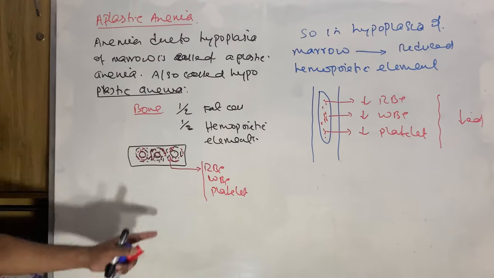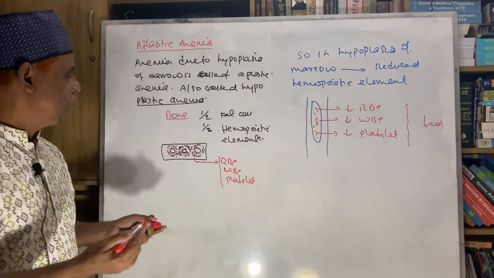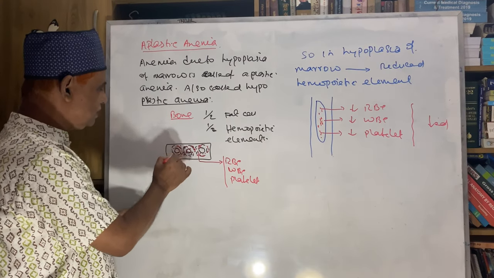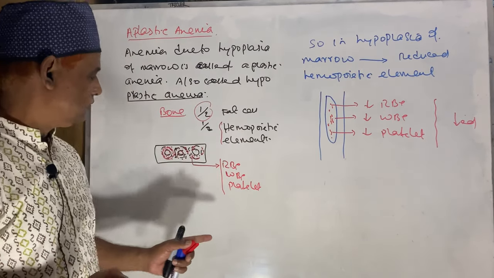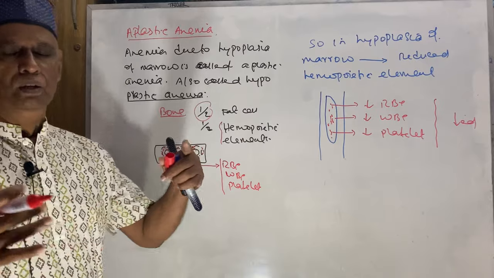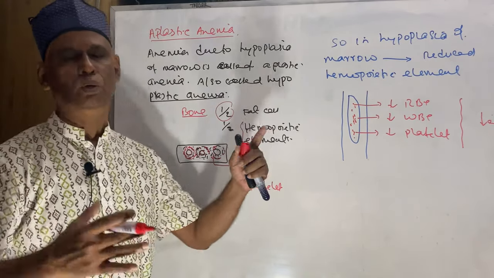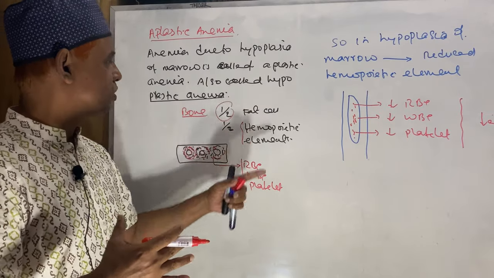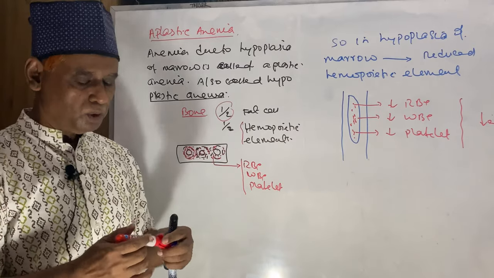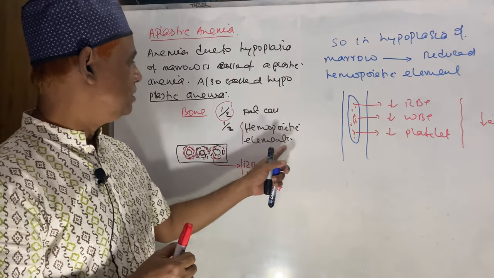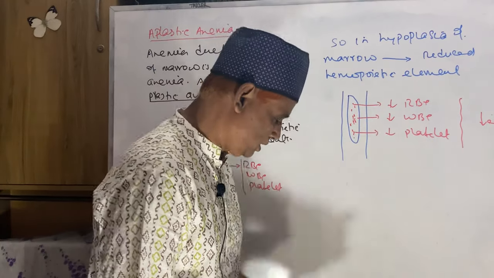So how may the hematopoietic element be decreased in hypoplastic anemia? It may be due to increased fat cell. If the fat cell is increased, there will be decreased hematopoietic element. In other words, if there is fibrosis in the bone marrow, there will be decreased hematopoietic element. So there are a lot of causes of decreased hematopoietic element. One is increased fat, another is bone marrow fibrosis. And if there is decreased hematopoietic element, RBC, WBC, platelet will be decreased.